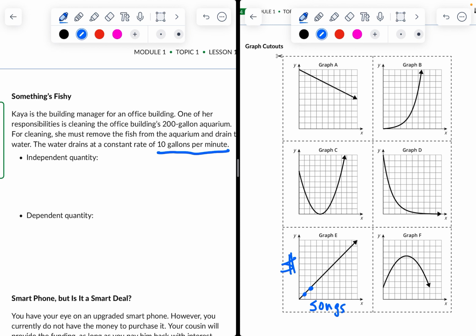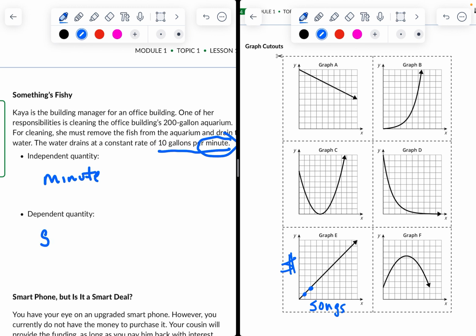Is the amount of time determining how much water gets out of the aquarium, or does the amount of water drained determine the amount of time that goes by? Well, it's really time. Time is almost always your X, your independent. So independent is the minute, the amount of time that I'm draining water from my aquarium. The dependent quantity is the gallons of water that are being drained.